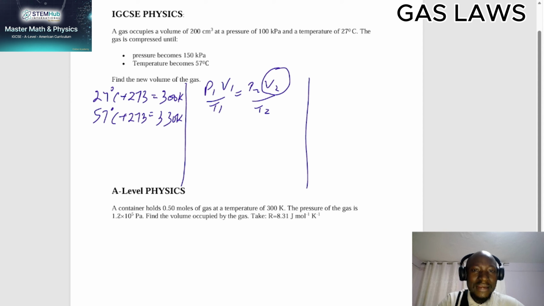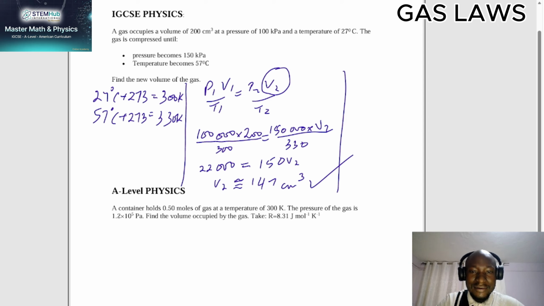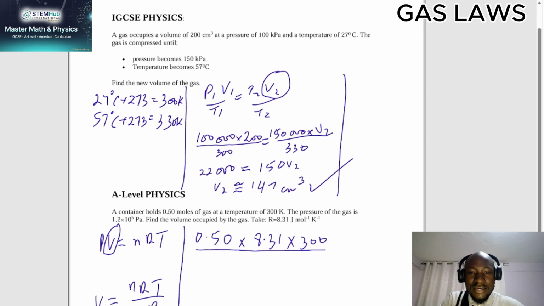Second question. A container holds 0.50 moles of gas at a temperature of 300 Kelvin. The pressure of the gas is 1.2 times 10 power 5 pascals. Find the volume occupied by the gas. Take R to be 8.31 joules per mole per Kelvin. PV is equal to nRT. So we have V is equal to nRT over P. n is the number of moles, 0.50 times R, the constant, 8.31 times the temperature in Kelvin, that is 300. All this divided by the pressure. Pressure we have is 1.2 times 10 power 5, in meters cube.